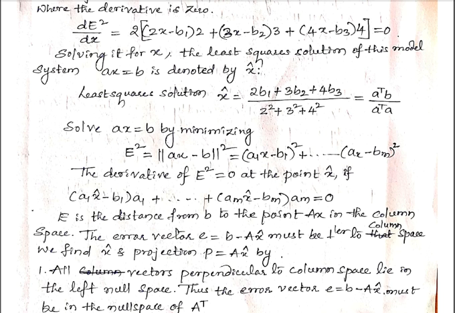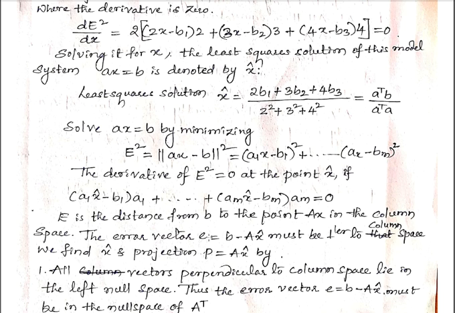And E is what? E is the distance from B to the point AX, the distance between B and AX in the column space. The error vector means the distance. The error vector is B minus AX, which means this error E is nothing but the distance between B and AX. How can we write it? We can write it as the small e is equal to B minus AX cap.